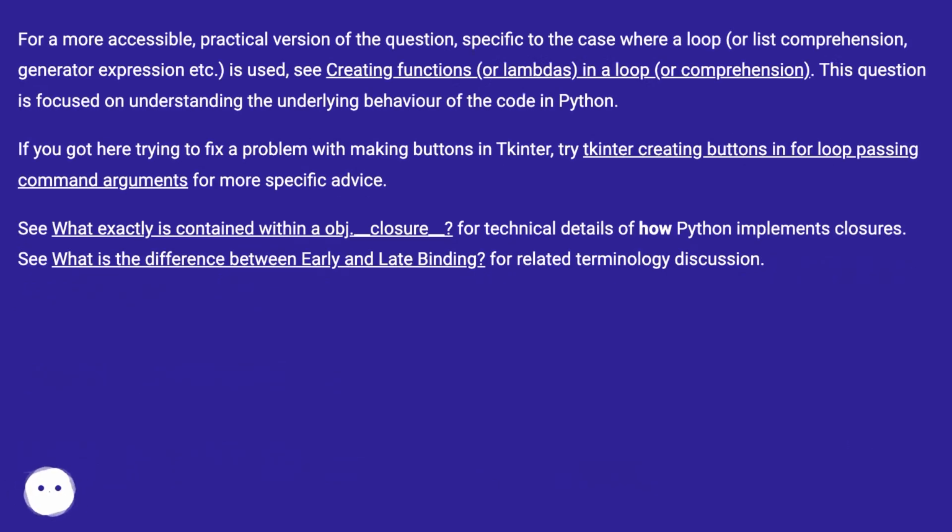For a more accessible, practical version of the question, specific to the case where a loop, or list comprehension, generator expression etc. is used, see "Creating functions (or lambdas) in a loop (or comprehension)". This question is focused on understanding the underlying behavior of the code in Python. If you got here trying to fix a problem with making buttons in Tkinter, try "Tkinter: creating buttons in for loop passing command arguments" for more specific advice. See "What exactly is contained within obj.__closure__?" for technical details of how Python implements closures. See "What is the difference between early and late binding?" for related terminology discussion.